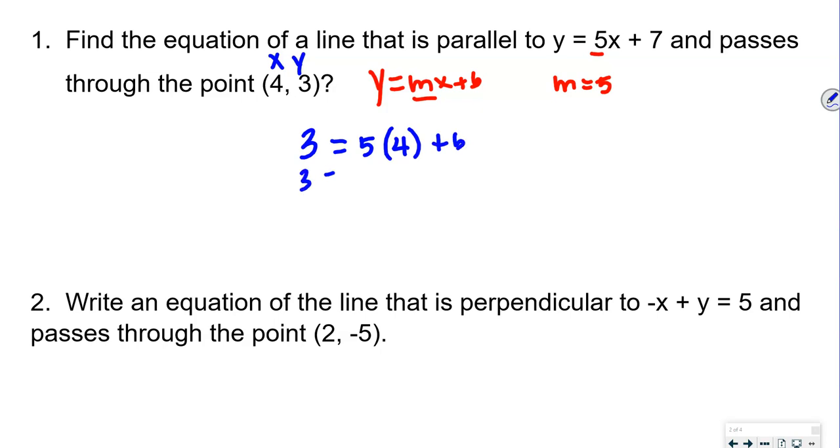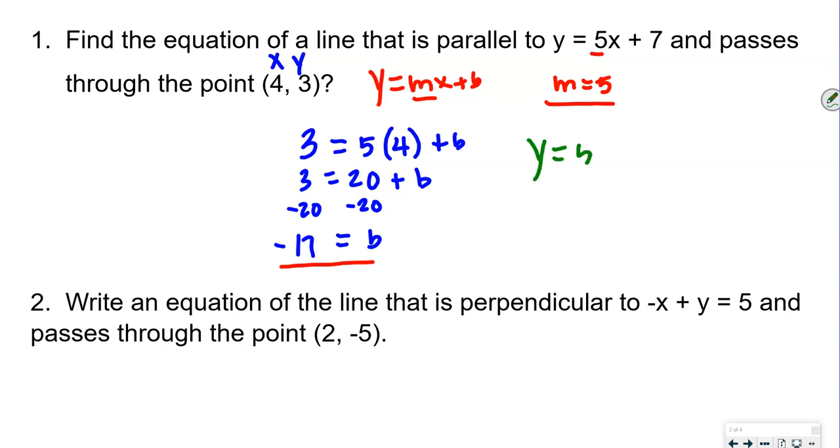So that's going to be 3 is equal to 20 plus our b. So we are going to subtract 20 from both sides. So negative 20 plus 3 is going to be negative 17. So b is equal to negative 17. So now what we're looking at is our b and our m, and we're going to put those back in the equation to write the equation. So y is equal to 5, that's our slope, x, minus 17. So that is the equation that's parallel to the line y equals 5x plus 7 and passes through the point 4, 3.